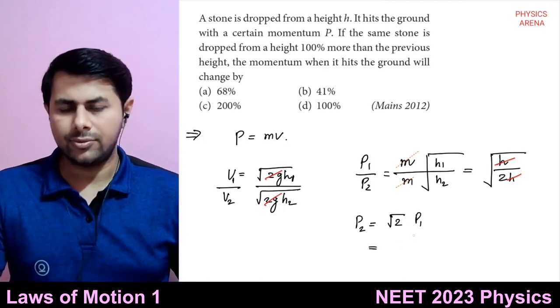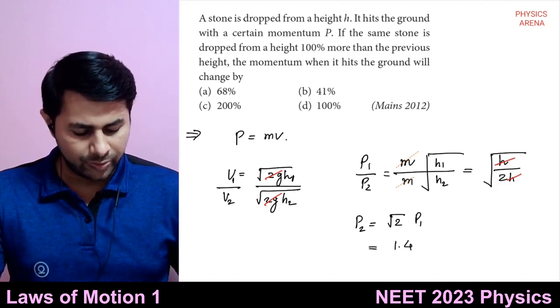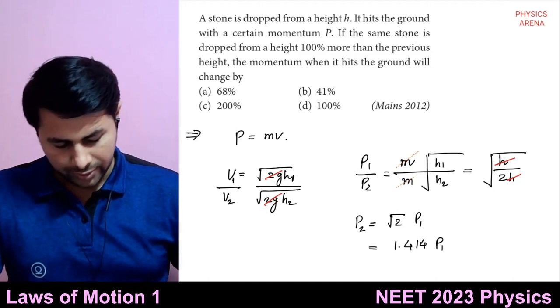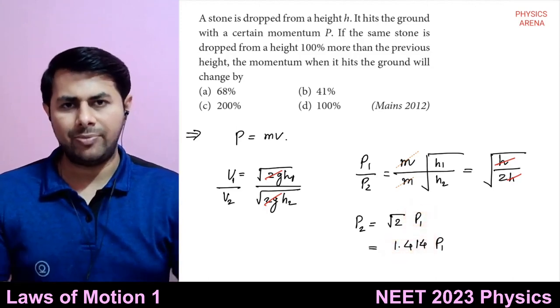What is root 2? 1.414. Okay, so if p1 is 1, this is 1.414. So how many percent more?